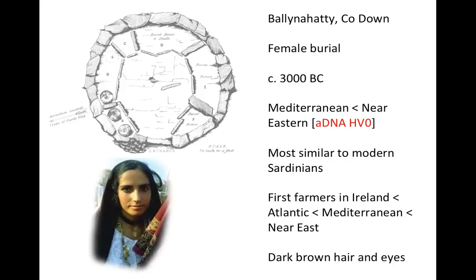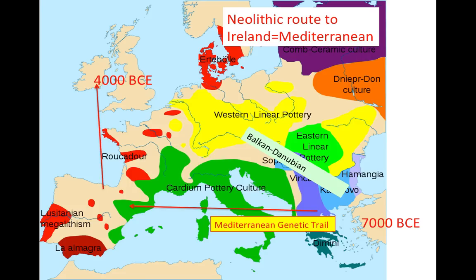So that's sort of what your earliest Neolithic Irelanders would look like. This would then suggest that the Neolithic route to Ireland, on this sample of one, but it is actually confirmed by other studies in between, was the Mediterranean route rather than the Balkan Danubian route. This would take archaeologists to some extent by surprise, because the Balkan Danubian one in some ways is actually closer culturally. But we'll go with the DNA here.